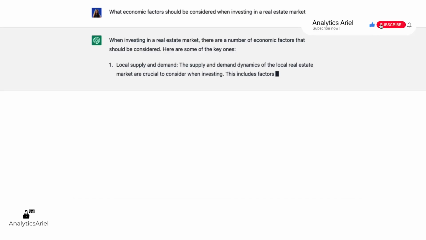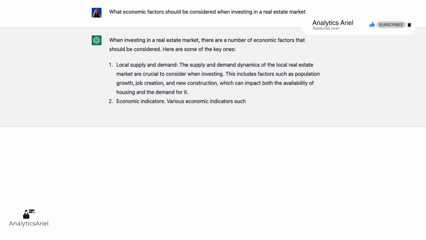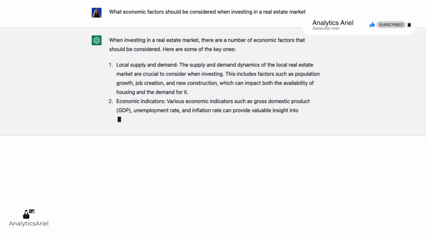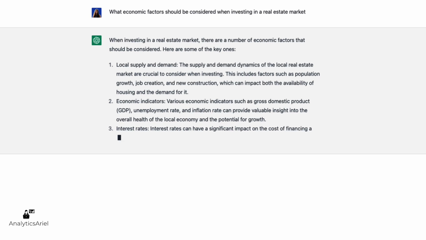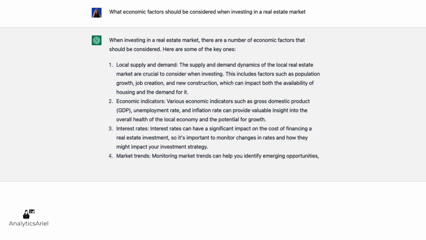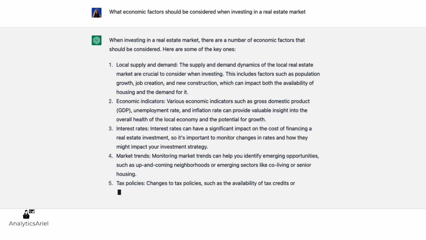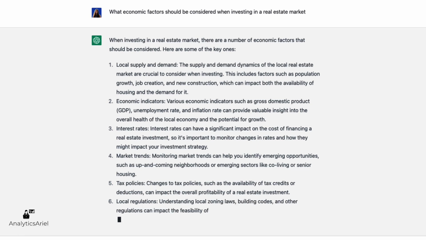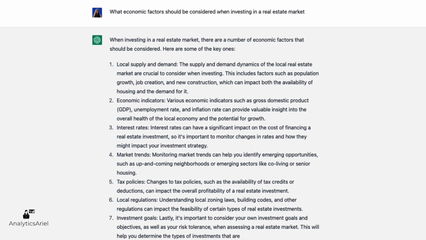Right away, ChatGPT is giving us a response. We can see here that there are some key factors that we should consider when deciding on an economic market to invest in. So first is local supply and demand. We want to make sure that there's population growth, meaning that there's more people coming into the state than leaving, or to the particular market, job creation, and new construction. As well, we could look at GDP, unemployment rate, interest rate, market trends such as which up-and-coming neighborhoods are arriving, as well as tax policies, local regulations, and of course, your investment goals.